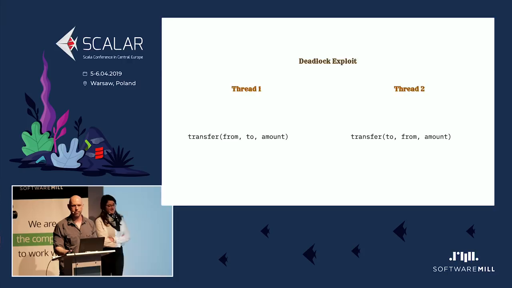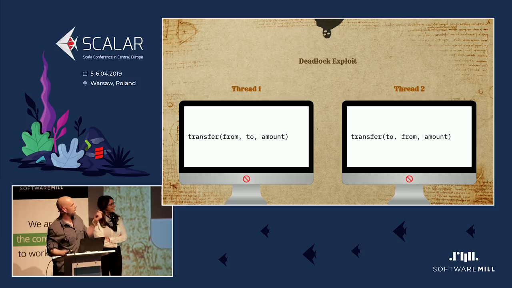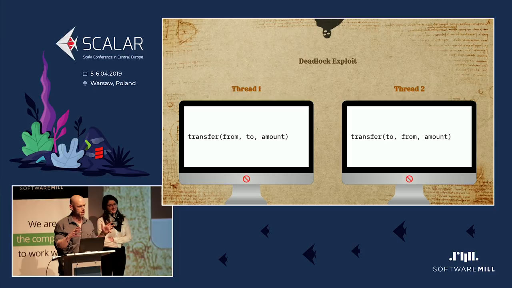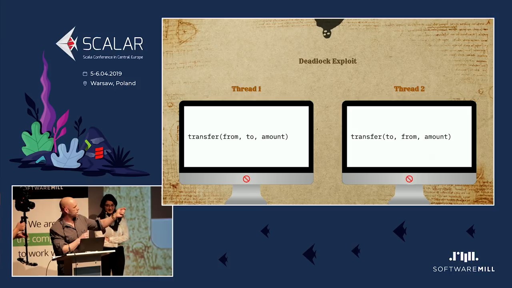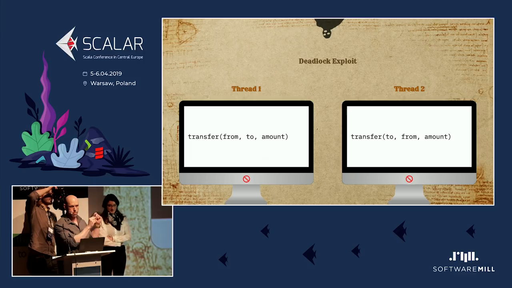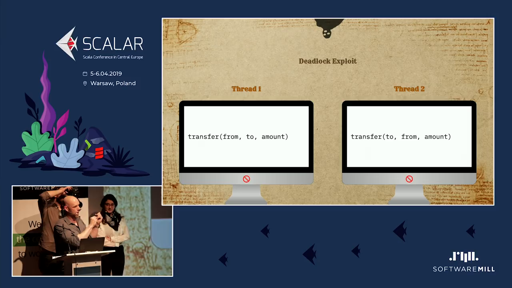The problem is our thief knows another exploit called the deadlock exploit. Locks cannot be acquired at the same time. They have to be acquired sequentially. So to take advantage of the deadlock exploit, our thief initiates two transfers with the same accounts, but flipped orders. So what happens is thread one acquires the from lock, thread two acquires the to lock, and then they wait on each other's locks forever and ever. The system's deadlocked. The banking software grinds to a halt, and where you can deadlock banking software, you can find plenty of ways to make money.